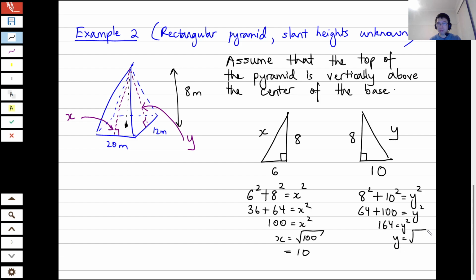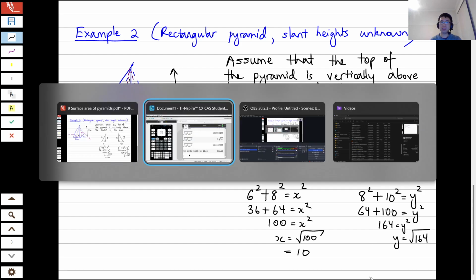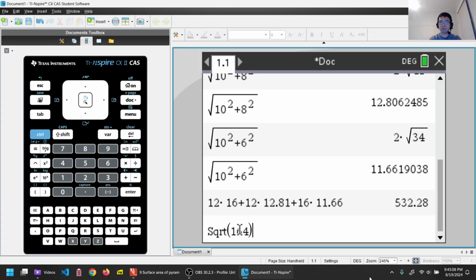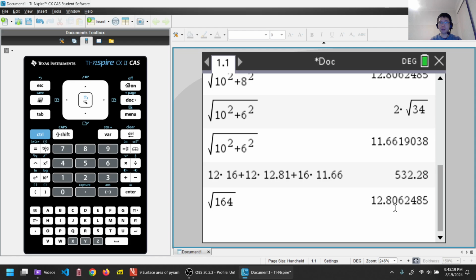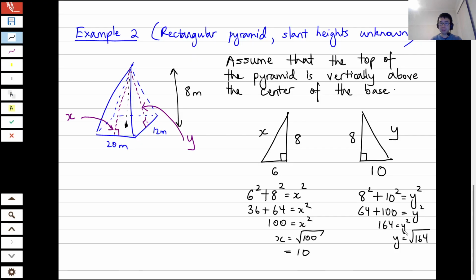Okay, so y is root 164. Go to our calculator, and we get 12.81. I'll just round that to 2 decimal places. Actually, we can just keep the exact value. And we can actually simplify this to 2 root 41. Don't worry if you don't know how to do that, you can just use root 164, you'll get the same answer at the end.